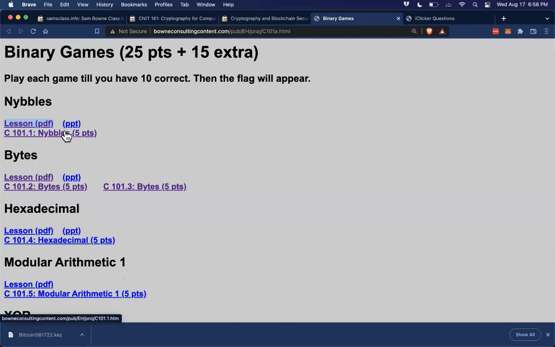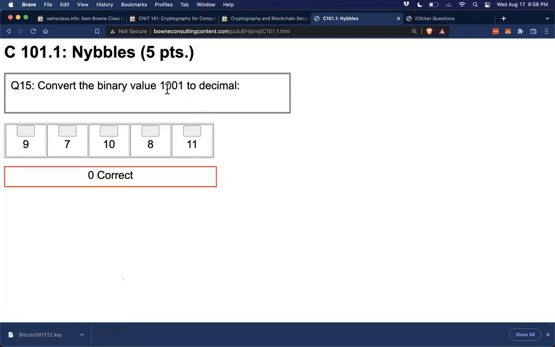And to play the game, you go here and it asks you a question. Convert that number to decimal. That's 9. It's 8. No 4s, no 2s. That's 9. And that's 1. And that's 2. And when you get 10 correct, you'll get a flag here. And you can just turn in a screenshot of that with the flag to claim your points. You can submit it in Canvas at this project, C101. And that's the way most people will do it.